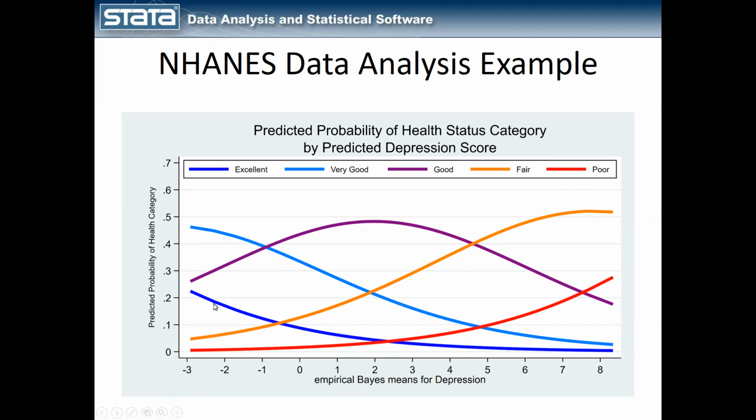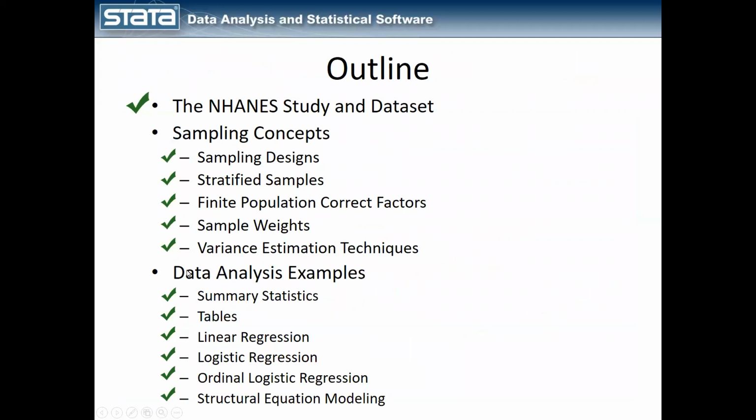As my score on the depression scale is higher and higher, the probability of reporting excellent health status goes down. Similarly, if I look at this bright red line, that's for reporting poor health status. For a low depression score, the probability is low. As my depression score goes higher, the probability of me reporting poor health status increases. So I can graph the results of this, even accounting for all the survey weights.